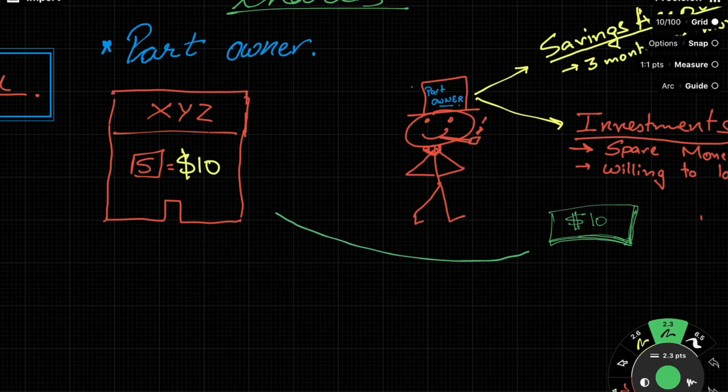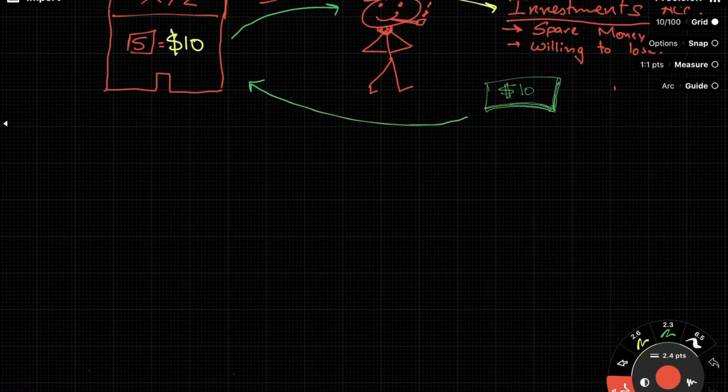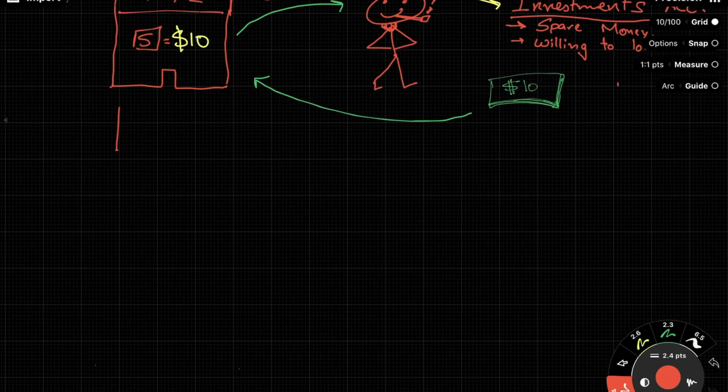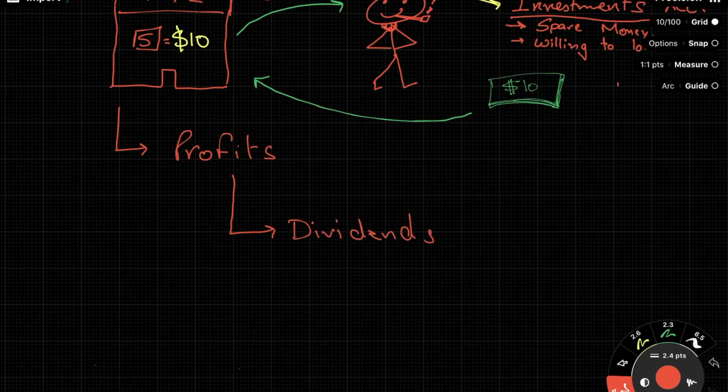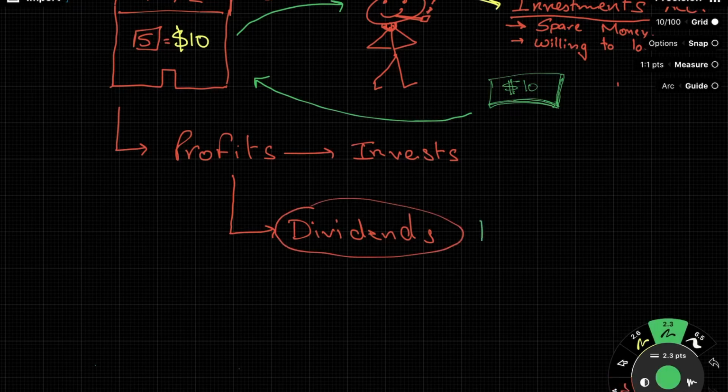So I've got $10 which I pay to become the part owner of company XYZ, as I own a single share in that company. Now the companies make yearly profits. The profits of these companies go two ways. Either it becomes the dividends or the company invests further into the assets. What does it mean by dividends? Dividends are the share of profits received by the part owners.